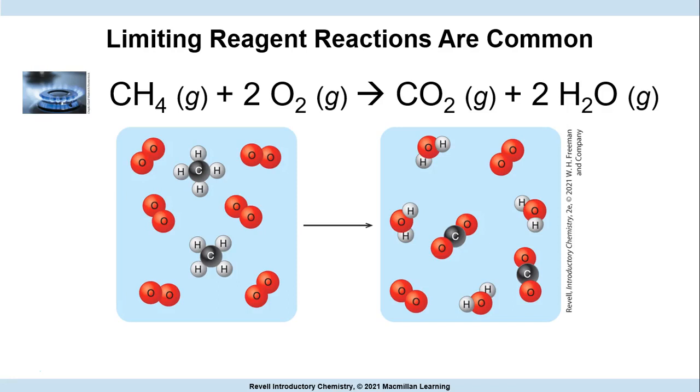Now let's look at it chemically. Let's use cooking. Let's look at the kitchen in this case. In the kitchen, you see the gas here burning. This is methane reacting with oxygen to give us carbon dioxide and water. So what is the limiting reactant in this case? What is the limiting reagent?